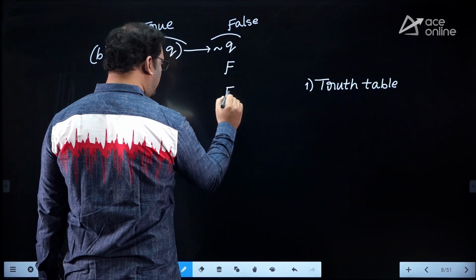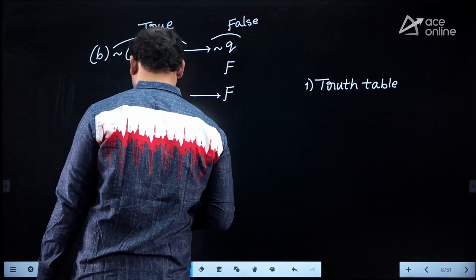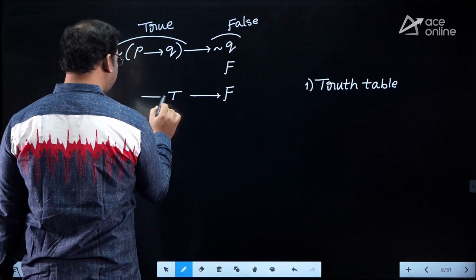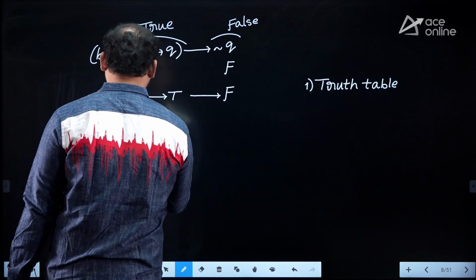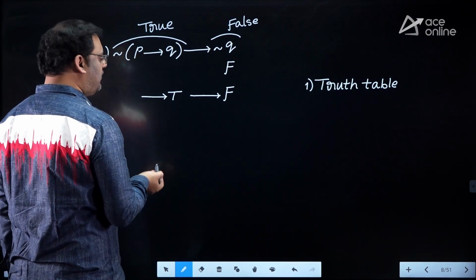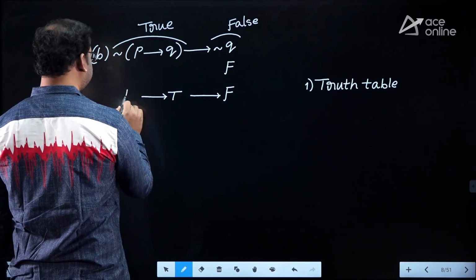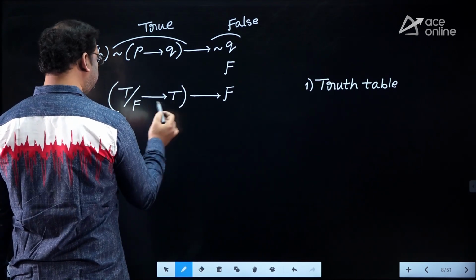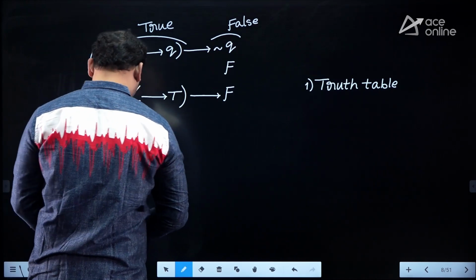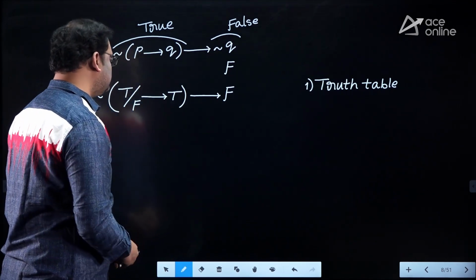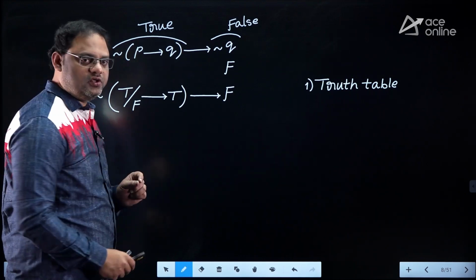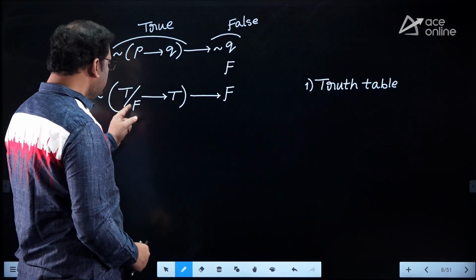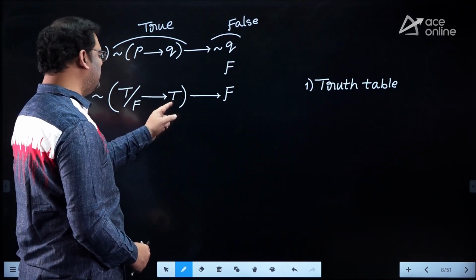When negation Q is false, Q becomes true. When Q is true, for negation P, P can be true or P can be false. Both cases exist. Let me analyze like this. True implies false, true implies true, this is true. Or even false implies true is also true.